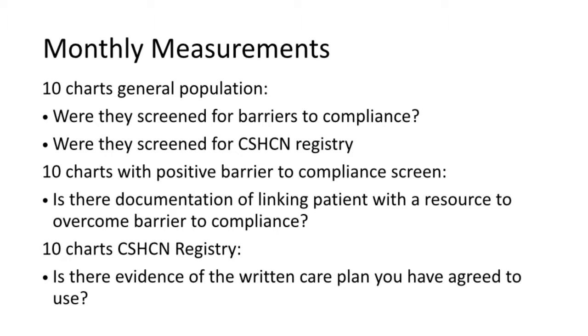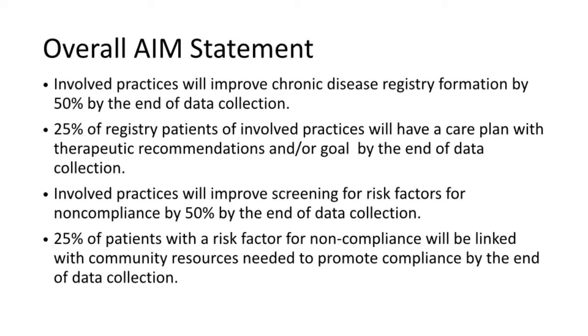And then the final thing that you're going to be measuring is the children with special health care needs. So take 10 kids from your chronic disease registry. Is there evidence of a written care path that you've agreed to use? So if you say, okay, this is the action plan we're going to use, and we saw these 10 kids who are on a chronic disease registry this month, how many of those kids had an action plan in their chart?